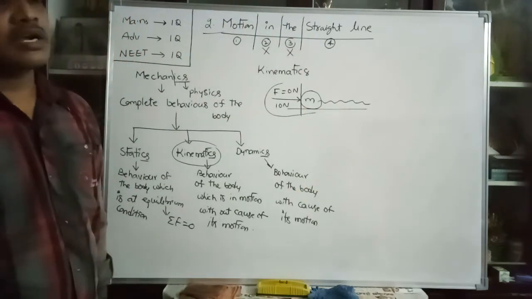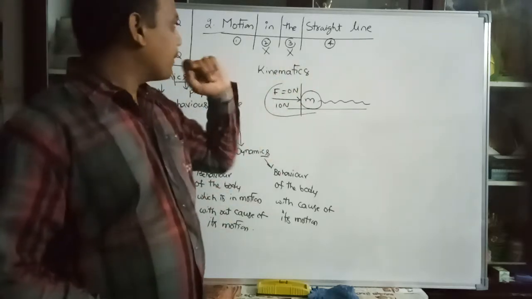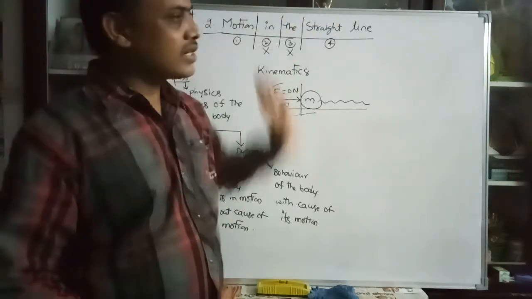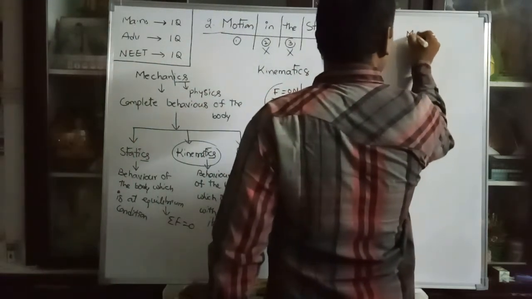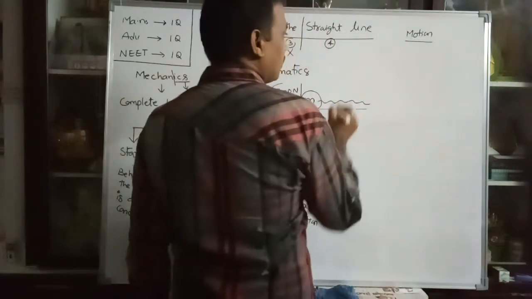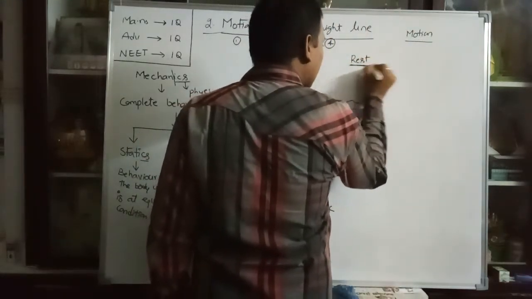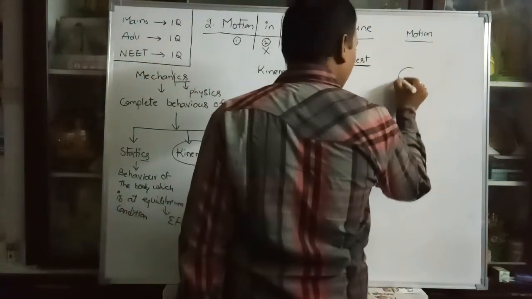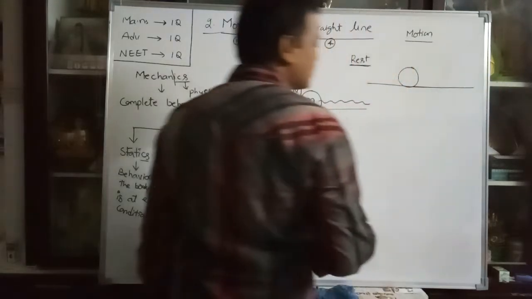So motion in a straight line is a branch of kinematics. Before going to the topic, here we would like to explain two things: one is motion, another is straight line. First of all, motion. Before going to the topic motion, you must know about rest. What is rest? Suppose you consider one body placed on the surface like this, on the ground.